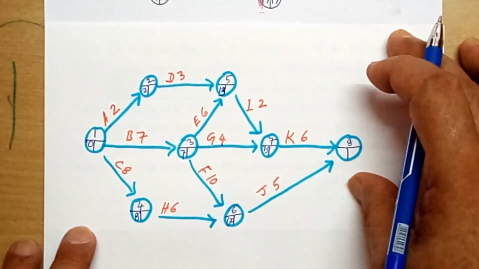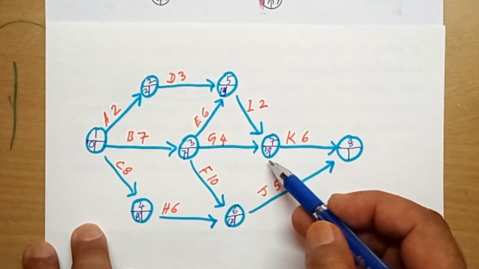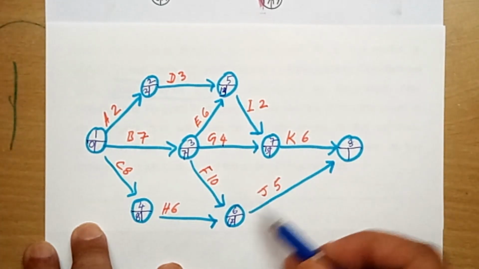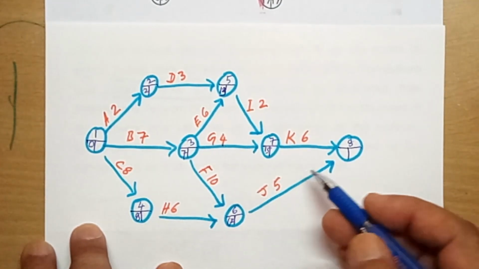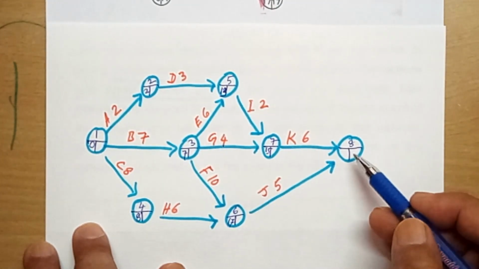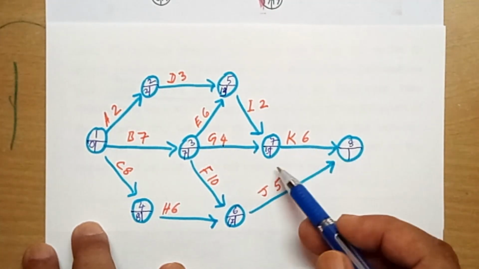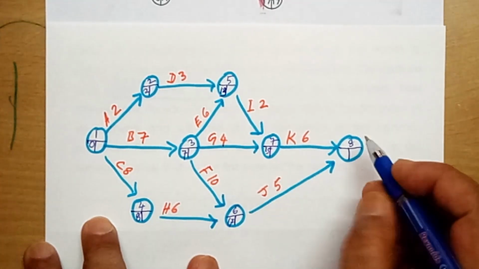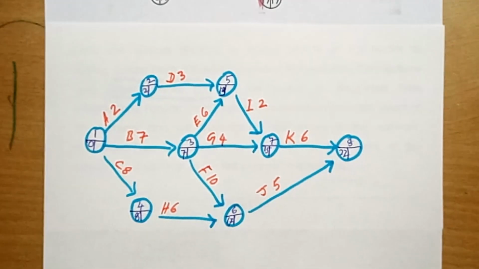For this also, the same situation. 15 plus 6, 21. 17 plus 5 is 22. So which one you take for this node? Earliest start for this node will be the highest one. 15 plus 6, 21, and 17 plus 5, 22. So it will be 22. Okay, understood?